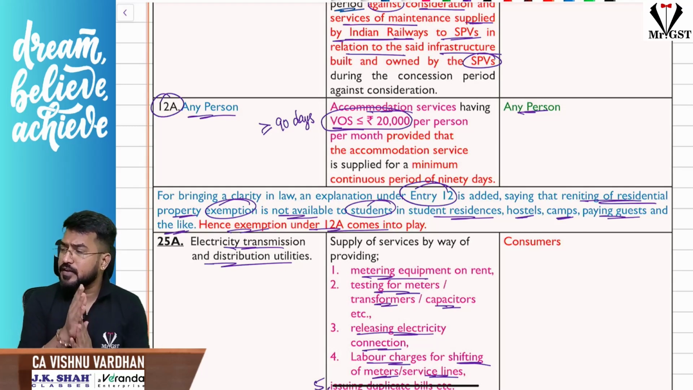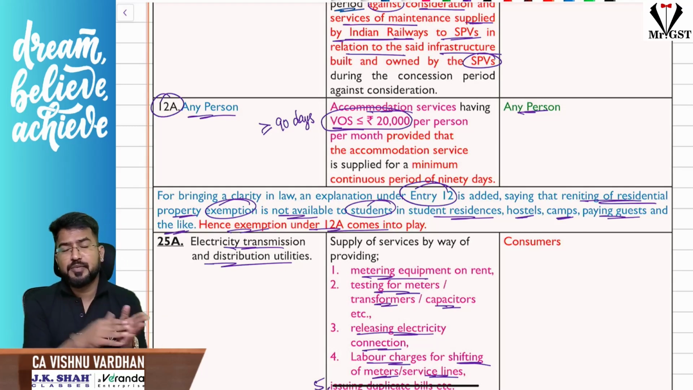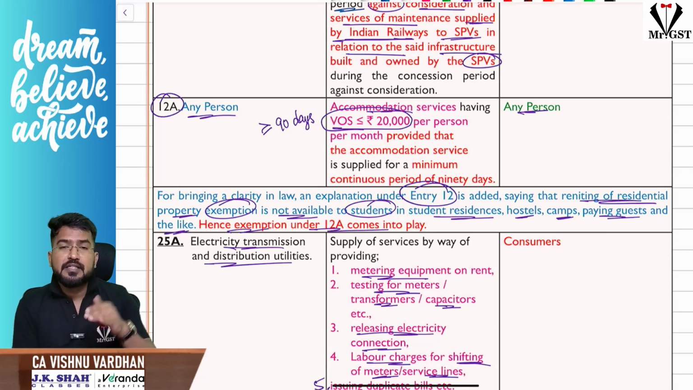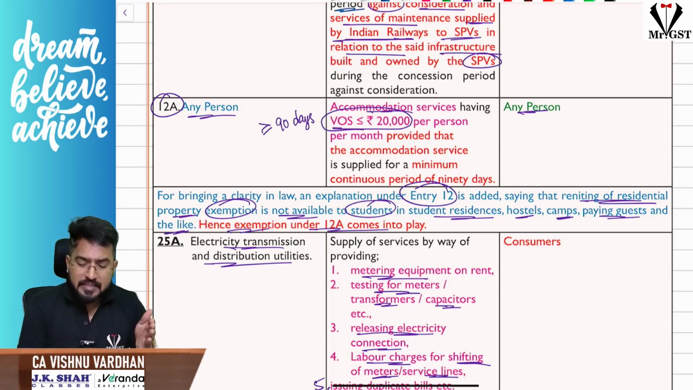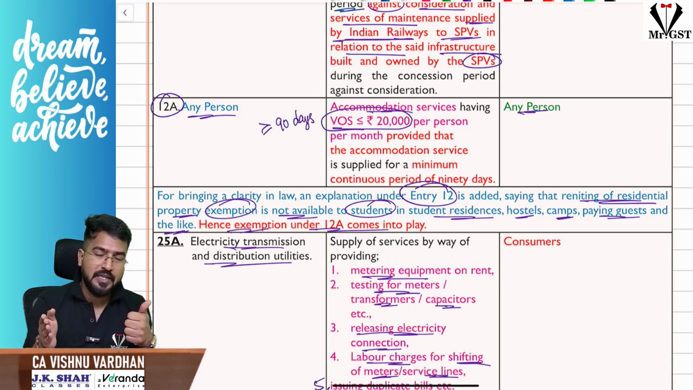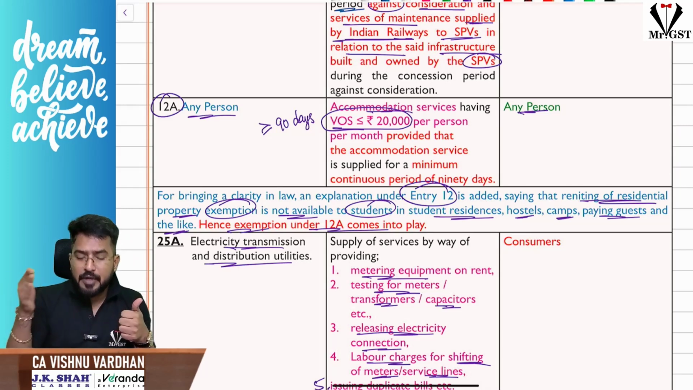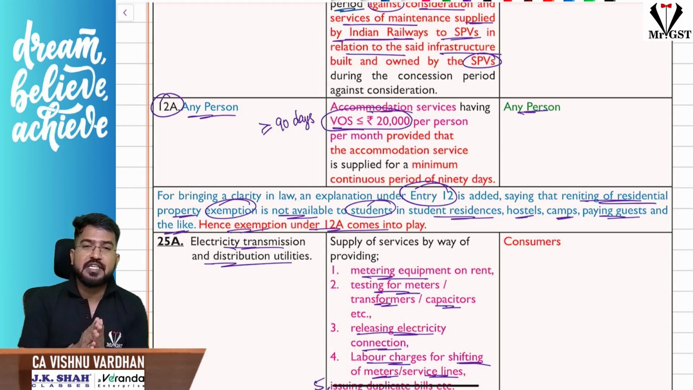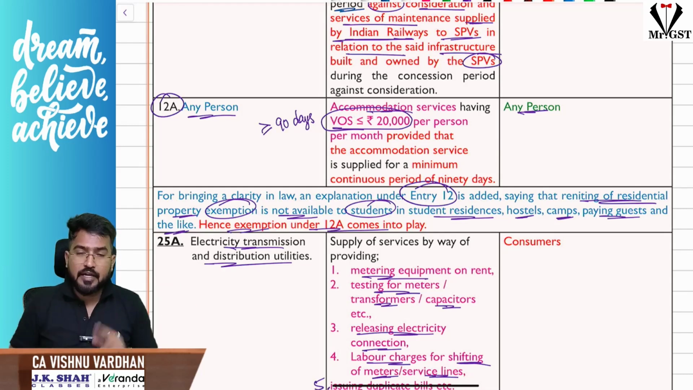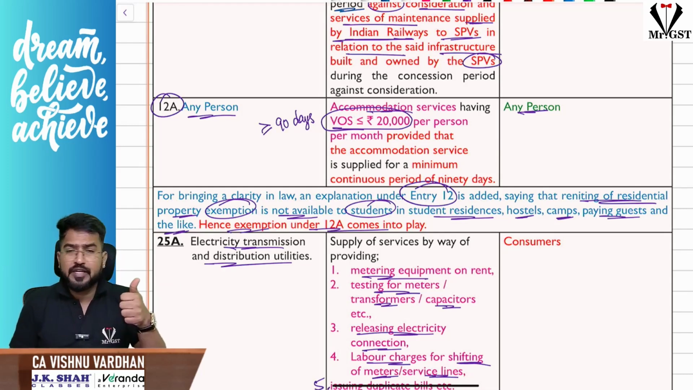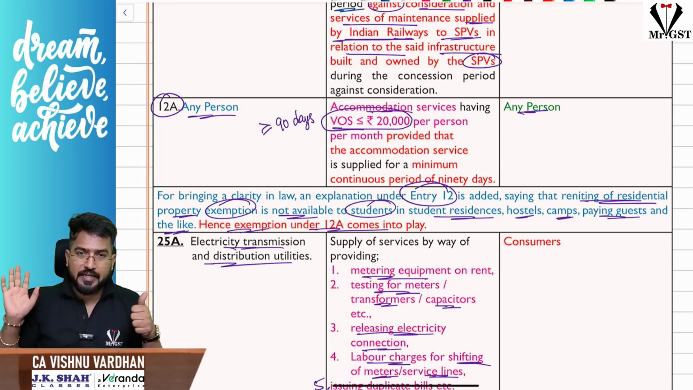Next one, regarding the renting of premises. Understand, renting residential premises is obviously exempt under GST. But for hostels, guest houses, PGs for students, and so on, there are two conditions. One, the consideration should be less than or equal to 20,000 per month, and two, there should be a continuous stay of at least 90 days, that is, greater than or equal to 90 days. If the rent for the hostel or PG is less than or equal to 20,000 per month, then that is exempt under GST. Clear? I repeat, two conditions: number one, consideration should be less than or equal to 20,000, and the stay should be greater than or equal to 90 days. At least 90 days you should be there.